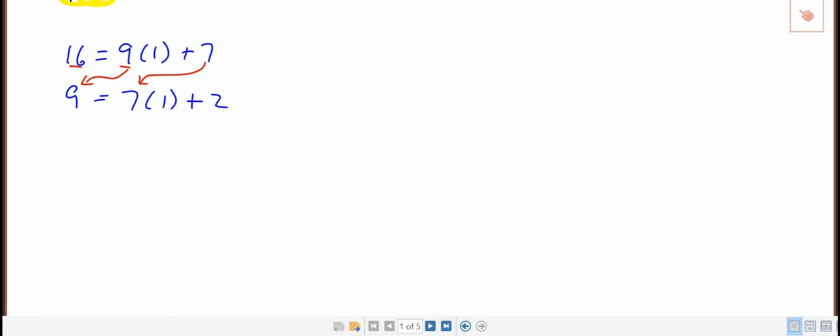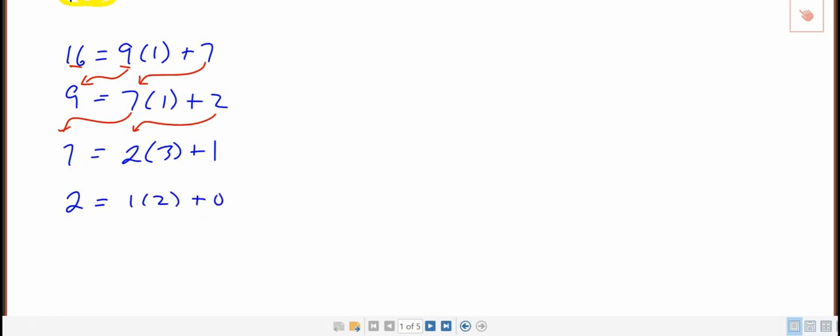Now we're going to have the 7 here and then the 2 on this side, all right? So it's going to be 7 equals 2 times 3 plus 1. And then, of course, 2 equals 1 times 2 plus 0. And the last non-zero remainder is our greatest common divisor, right? So our greatest common divisor is 1. Now, I can take this and work backwards to find out what a linear combination is.